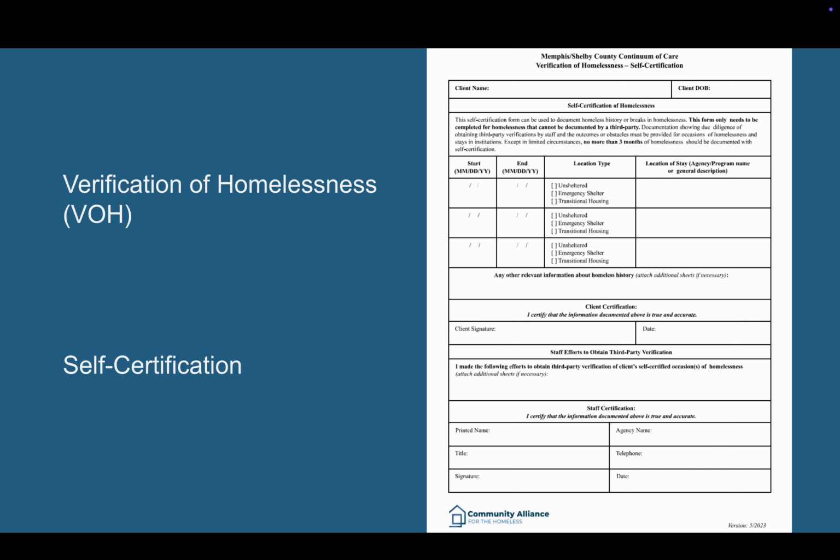And then this is the self-certification. Again, clients can only identify up to 3 months, and only this should be used for PSH. It can be used for rapid rehousing, but it will not be prioritized along with others who have other forms of verification of homelessness.